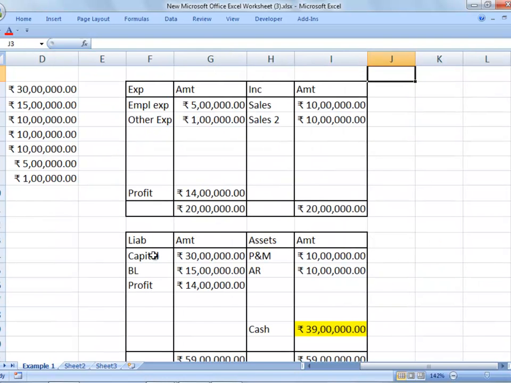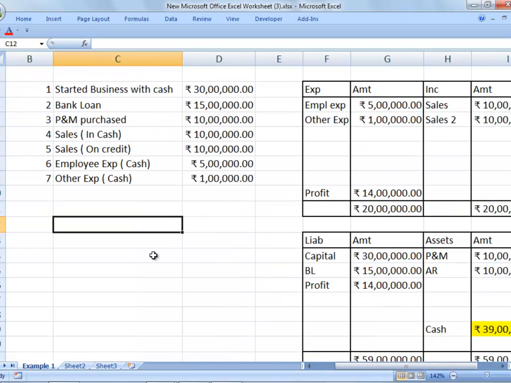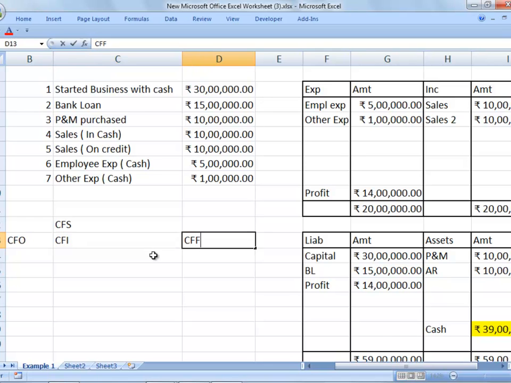We will not worry about formats at this stage. Let's do it here itself. So this is my cash flow statement. We'll divide it into three categories: cash flow from operations, cash flow from investment, and cash flow from financing.